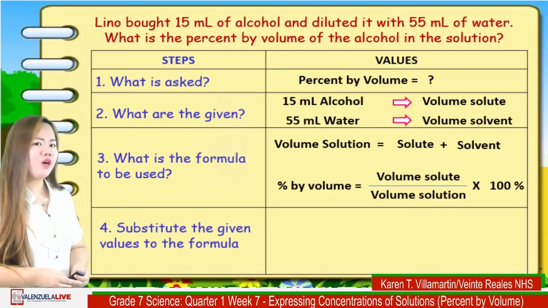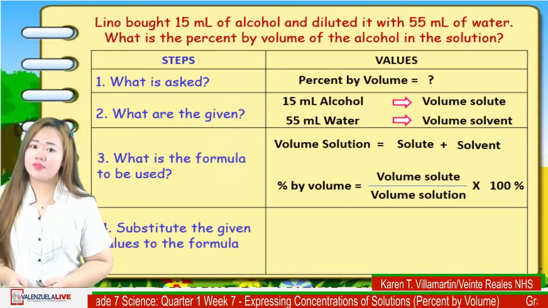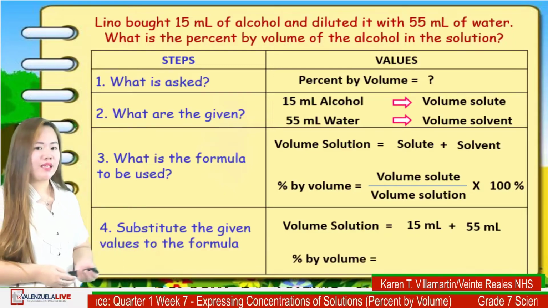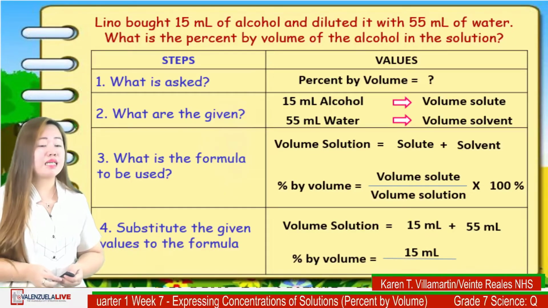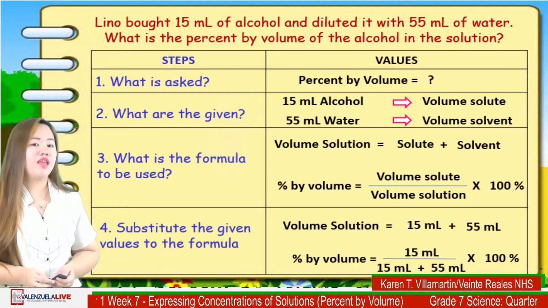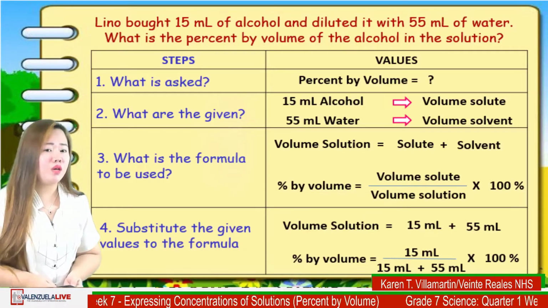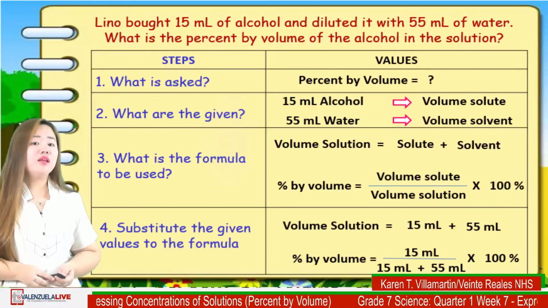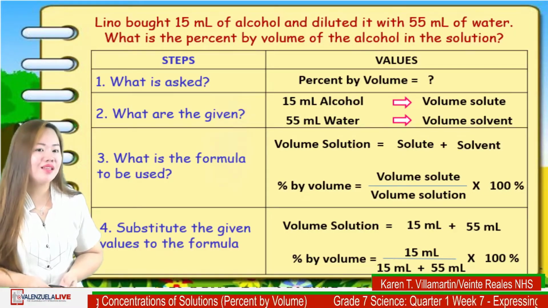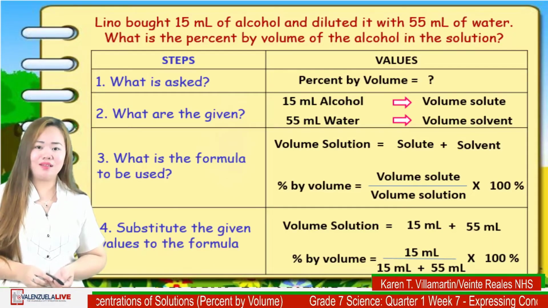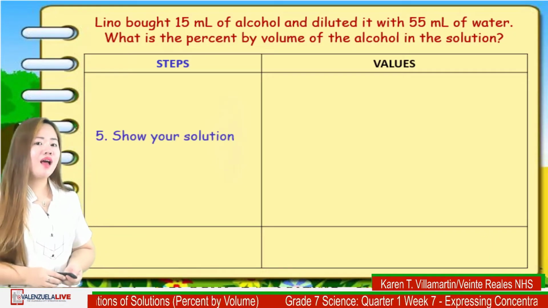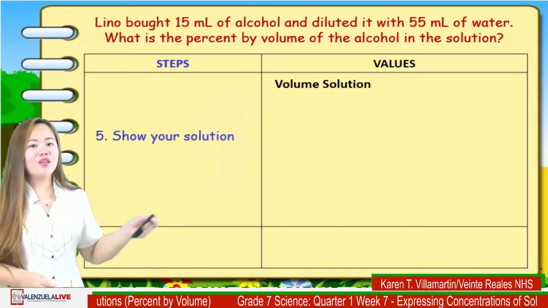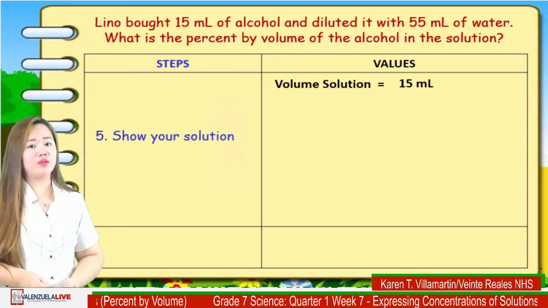Then, how are we going to substitute all the values? Very good. Volume of solution is equal to 15 ml plus 55 ml. Then, percent by volume equals 15 ml over 15 ml plus 55 ml times 100%. Next, how did you execute the solution? Right. You just copy the substituted values.